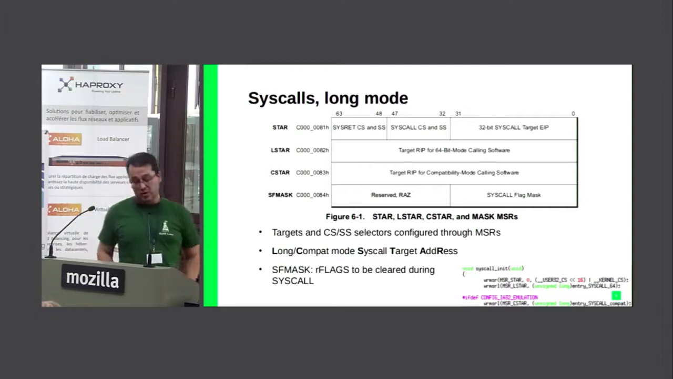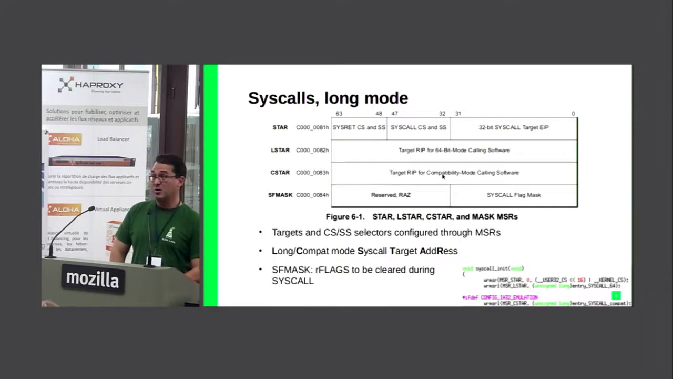These are controlled by a bunch of MSRs. For example, the OS configures the code segment selectors and the stack segment selectors for the different instructions, for sysret and syscall, and then it also configures the target address that you jump to when you execute a different type of syscall. When you execute a 32-bit syscall, you jump to that address. And if you execute a 64-bit syscall, you jump to that. And if you execute a 32-bit syscall when running on a 64-bit kernel, you execute that one. And there's also a syscall flag mask, which is a bit field of bits which, when set, will be cleared when you execute syscall. You're going to see that later. And this is how we configure it.